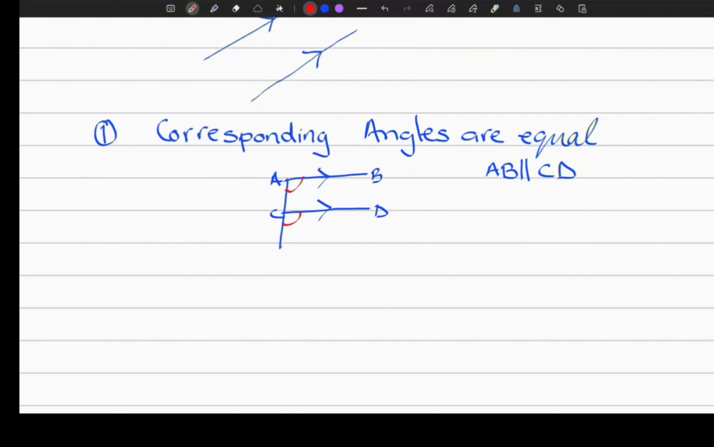Let's say this angle is A, and then the second angle is B. According to this theorem, A equals B. In other words, corresponding angles are equal. And the shorthand form for this theorem is corresponding angles with a dot, and then you put a semicolon, and you name the parallel lines that have been used in the diagram: AB parallel to CD.